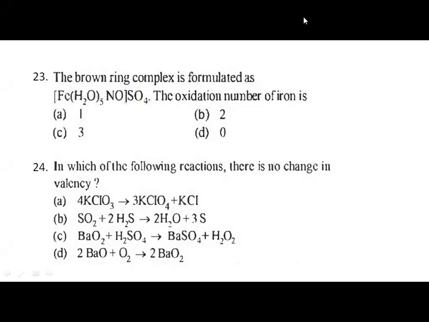See, what is this brown ring test? Do you know what you mean by brown ring test? It is the test to detect nitrate ion. We take the salt, it is a qualitative test, and we add concentrated freshly prepared ferrous sulfate. And then at the sides of the test tube, we add sulfuric acid. A brown ring is formed between the two layers, we say.